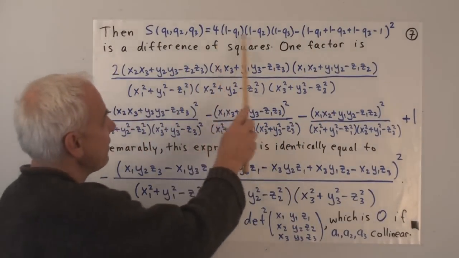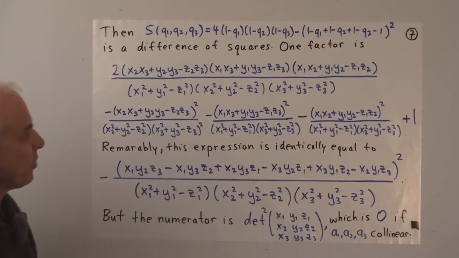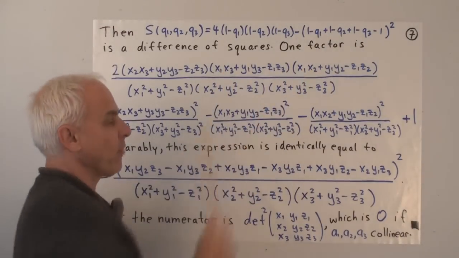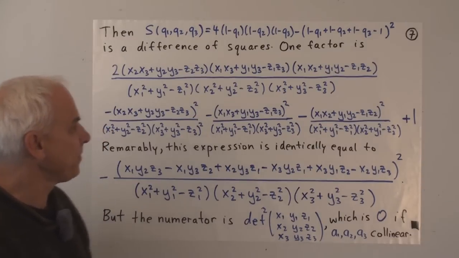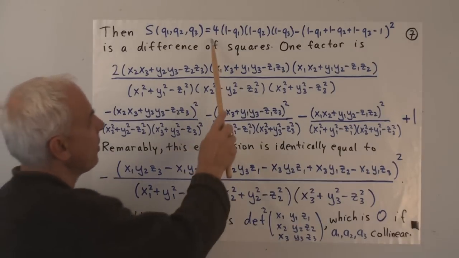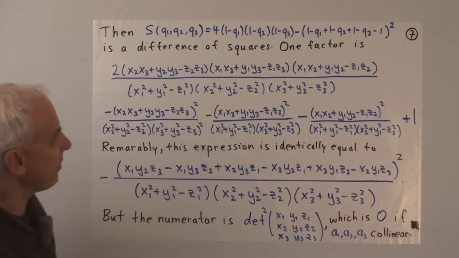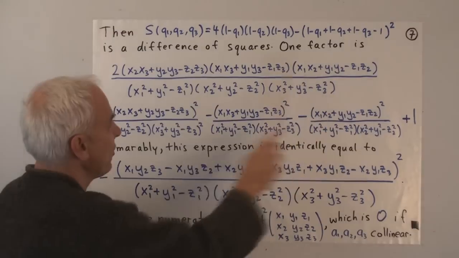So this is now a difference of squares. That's a square, that's a square. And so if this is a squared minus b squared, then the two factors are a minus b and a plus b. And one of the factors is a minus b.